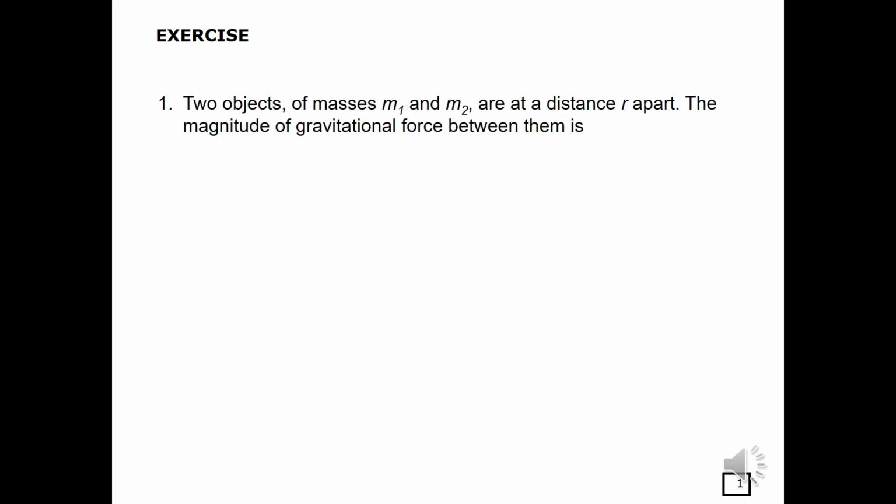To understand more about this chapter, let us try this simple exercise. Exercise number 1. Two objects of mass m1 and m2 are at a distance r apart. The magnitude of gravitational force between them is. The answer will be B, because from Newton's law of gravitation, it states that the magnitude of an attractive force between 2 point masses is directly proportional to the product of their masses and inversely proportional to the square of the distance between them.